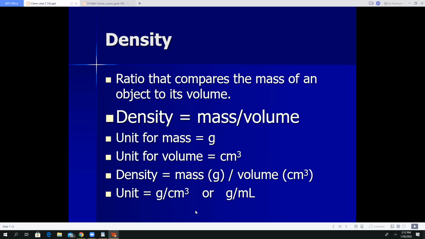Now, density, like I was telling you, is a ratio that compares the mass of an object to its volume. So you have mass and volume as grams per centimeter cube or grams per milliliter, or you can have kilograms per liter. I mean, there's all kinds of variations as long as it's a unit of mass or a unit of volume.